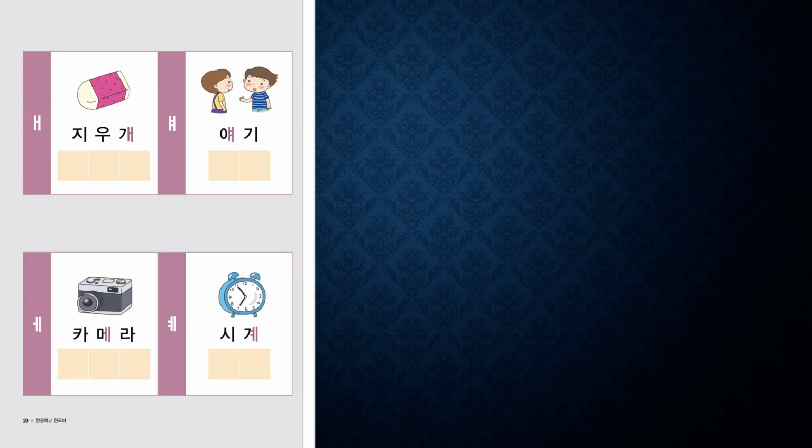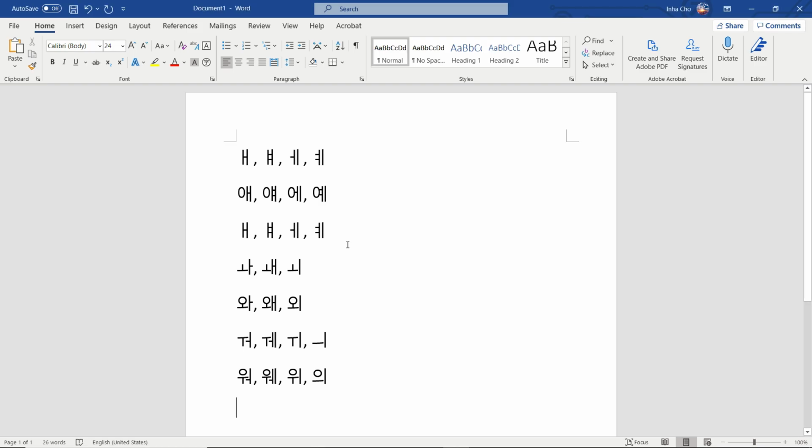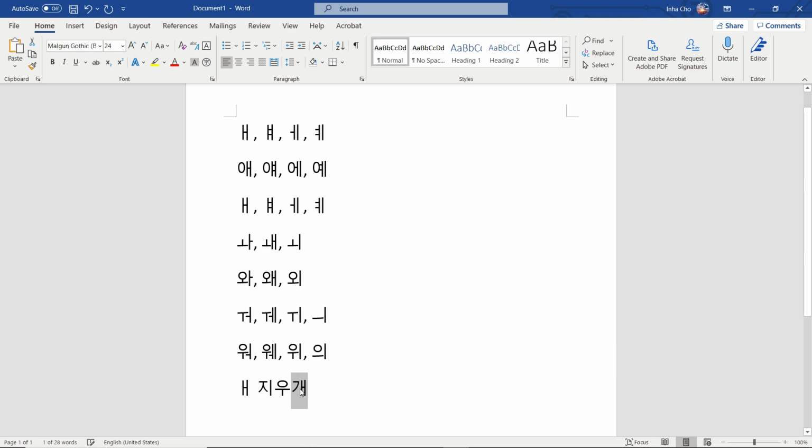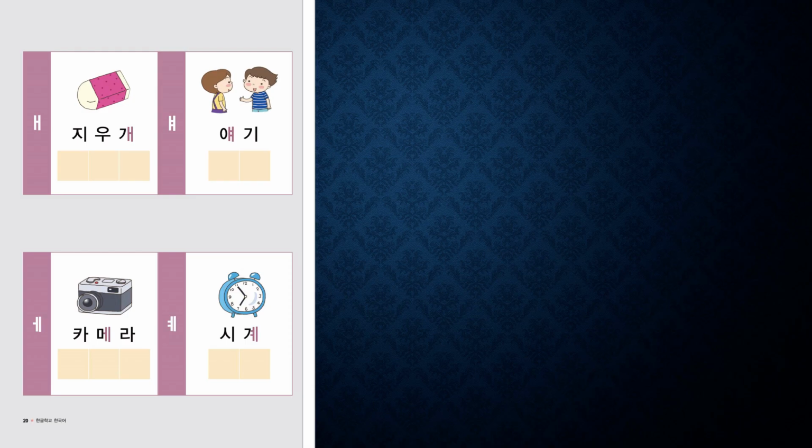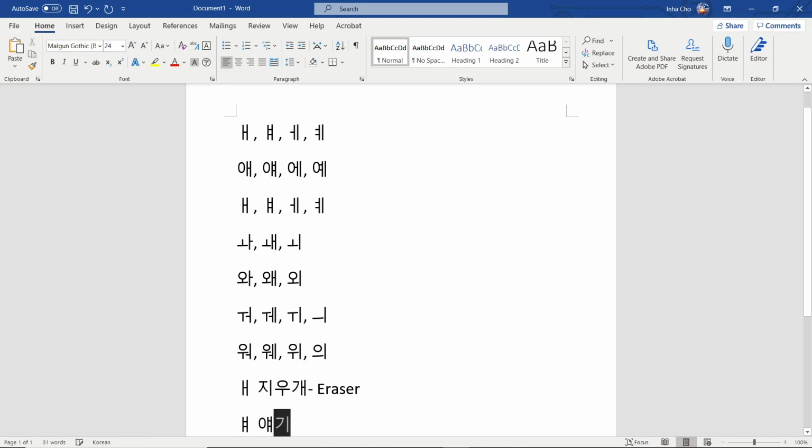Alrighty. Let's take a look at a couple of vocabulary words that use these moms. The first one uses ji, u, ke. Ke right here as 기억, 차음, and then the mom, 지우개. 지우개 is eraser. For ye, we have ye. It's exactly the same as this. It's using iung, so ye, ki. 얘기. 얘기 means discussion or conversation.